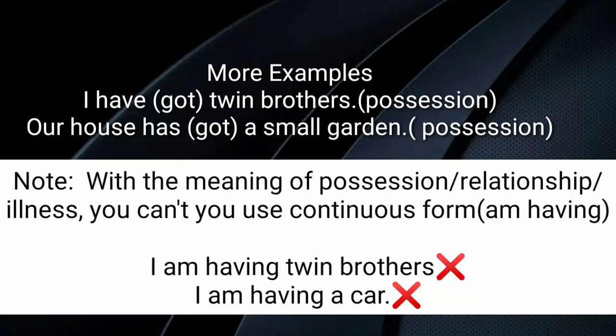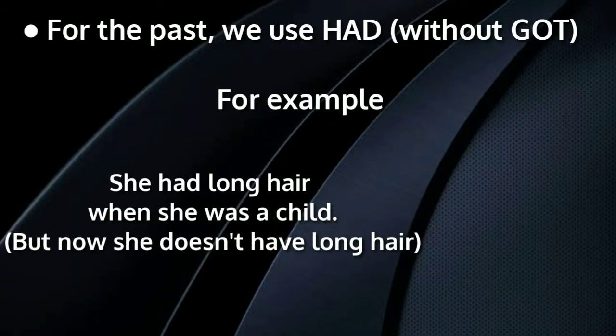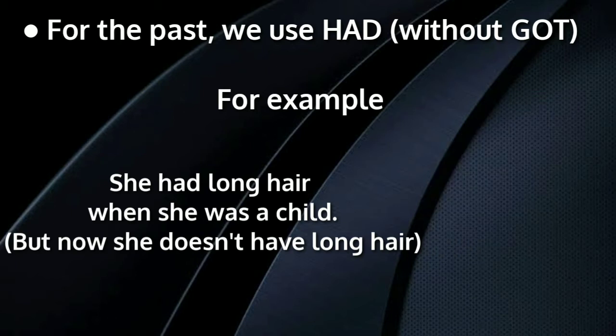So with the meaning of possession, relationships or illnesses, you can't use continuous form, like I'm having twin brothers, wrong. I'm having a car, wrong. For the past we use had but without got, okay? So she had long hair when she was a child, but now she doesn't have long hair. So in the present she doesn't have long hair.